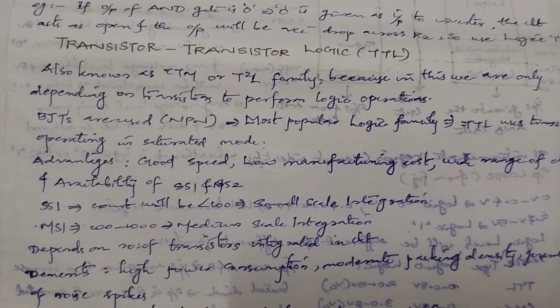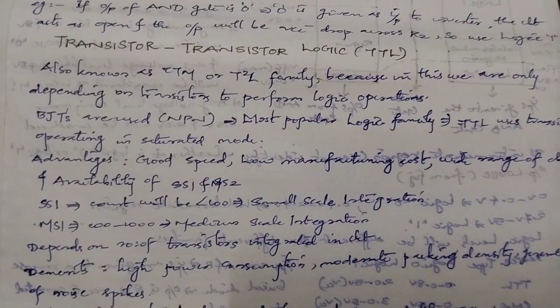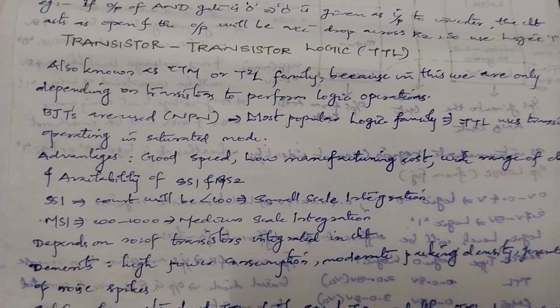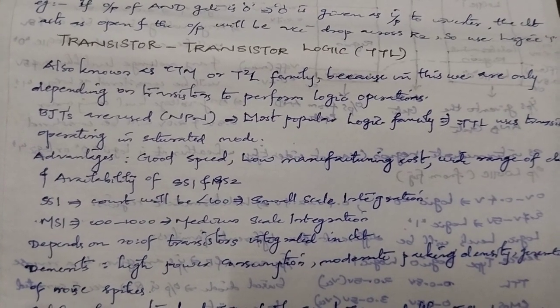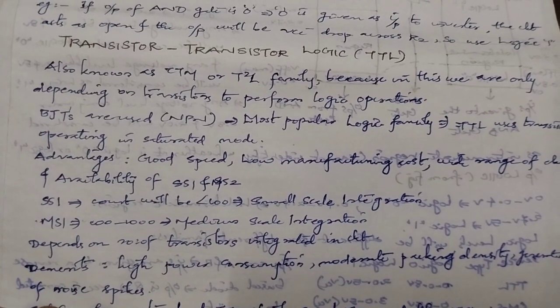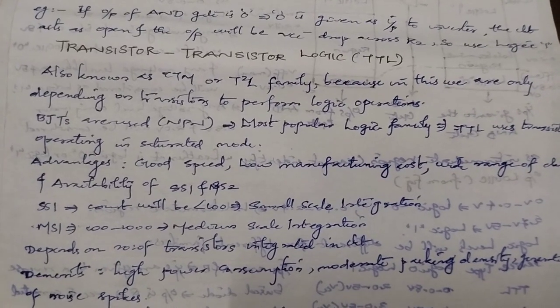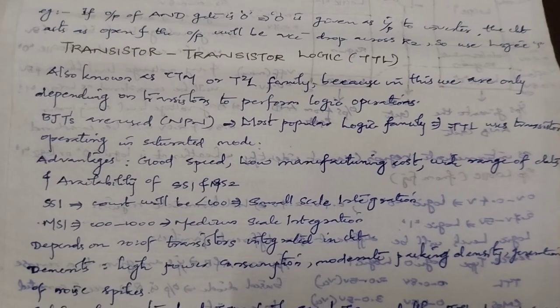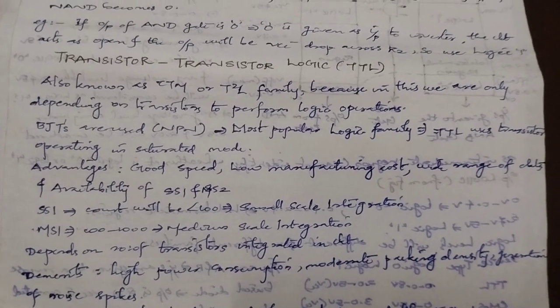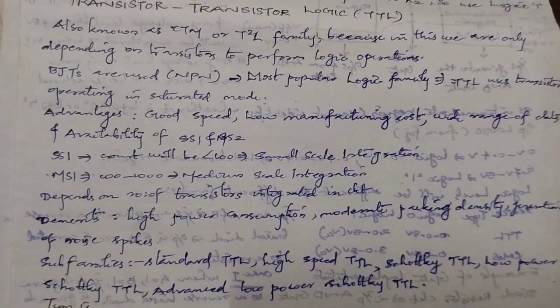SSI, small scale integration, has fewer than 100 gates. MSI, medium scale integration, has 100 to 1000, depending on the number of transistors integrated in the circuit. Demerits: high power consumption, moderate packing density, and generation of noise spikes.